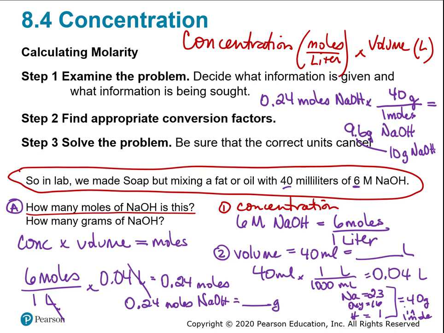Okay, so in this, take the capital M, convert it to moles per liter. Multiply it times the volume. Make sure that it's in liters for the volume. And then if you're asked how many grams, you need to figure out the formula mass. So you just add up the masses of each of the parts of the compound, 1 Na, 1 O, 1 H. That's how many grams is in 1 mole.